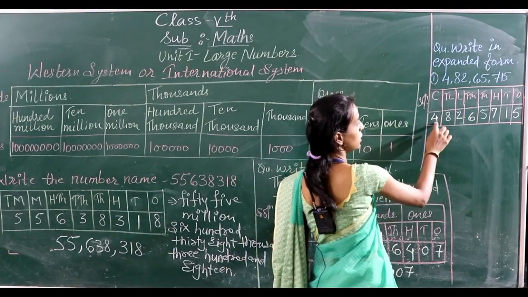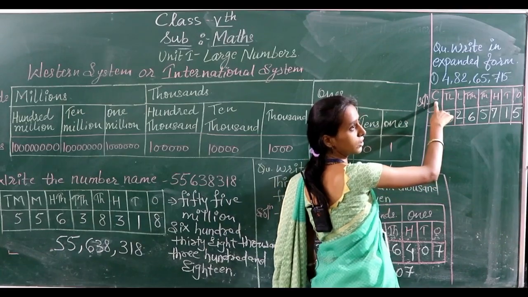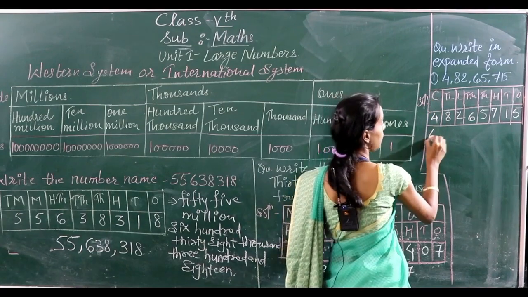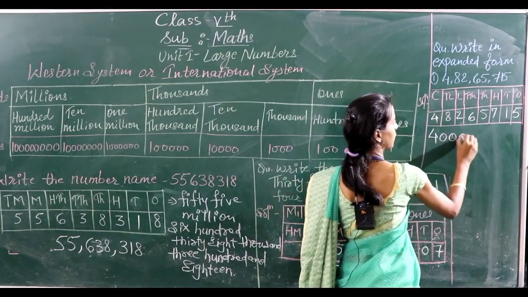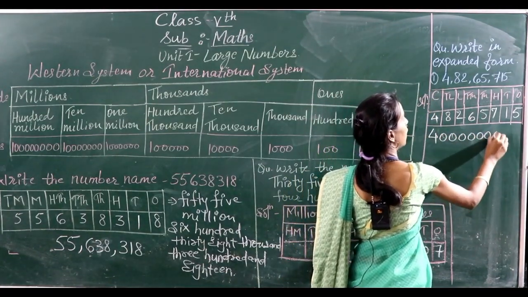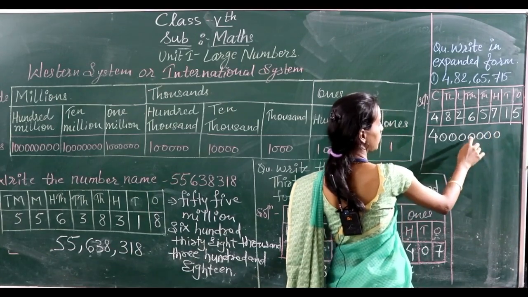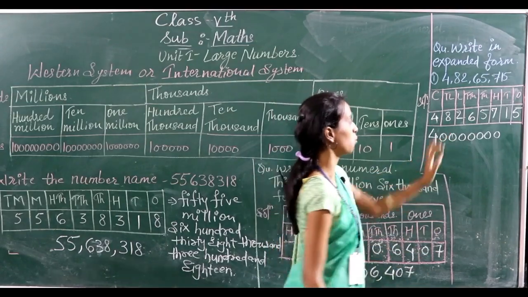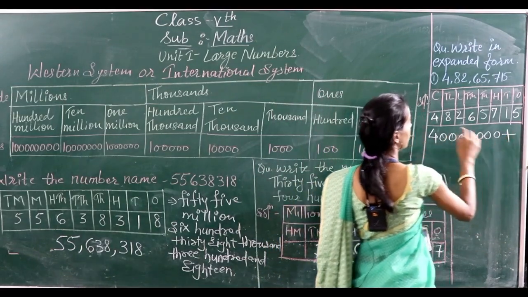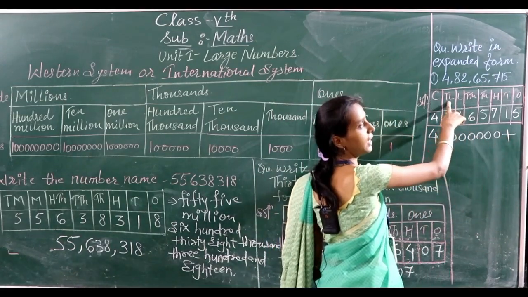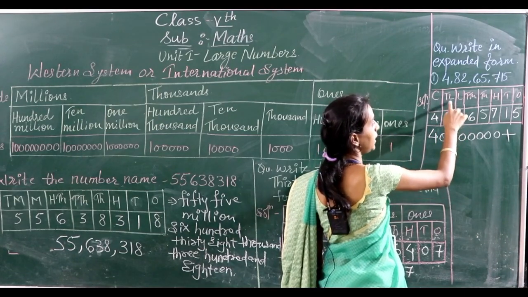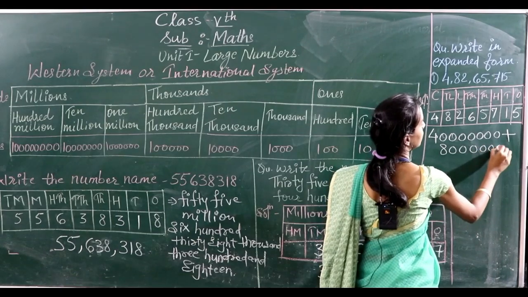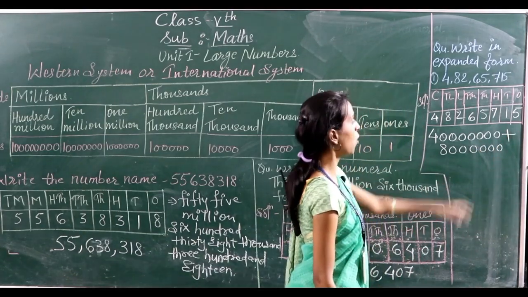Okay, so 4 is in which position? Crore position. So 4 multiplied by 1 crore, that will be 4 crores. Okay, count it: ones, tens, 100, 1,000, 10,000, lakh, 10 lakh and crores. Okay, so we get 4 crores. Now plus 8 is in which position? 10 lakhs. That means how much? 80 lakhs. Okay, now comes 2.